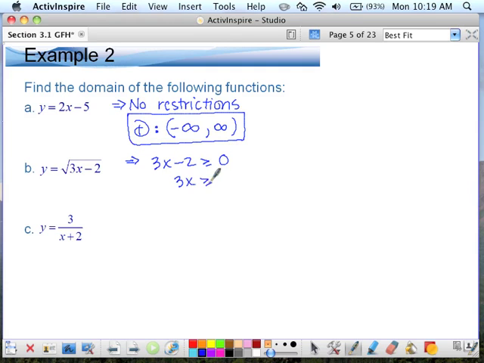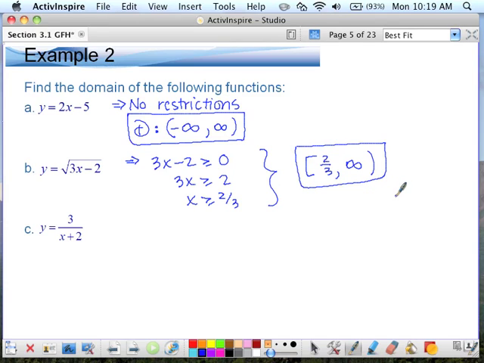3x is greater than or equal to 2. X is greater than or equal to 2/3. This tells you what x can be. X cannot be less than 2/3, and your domain is what it can be. So x can be greater than or equal to 2/3. Then you simply write that as an interval. So there should be a bracket on 2/3, and that goes to positive infinity. Anything between 2/3 and positive infinity is acceptable there.